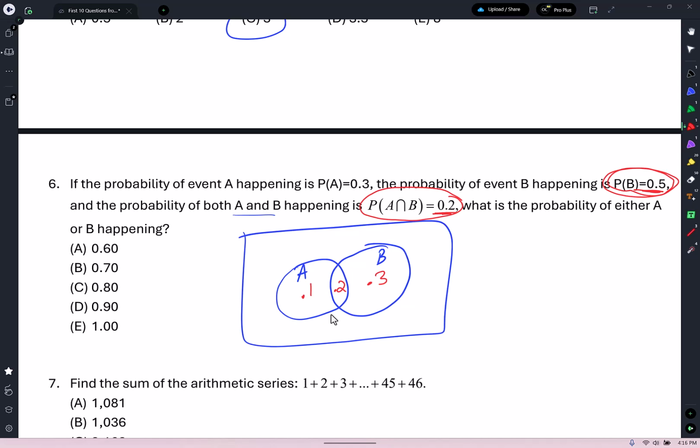Okay, now the whole thing adds up to 1. Well, it better be because 1 is for 100%. 0.3, 0.4, 0.5, 0.6. So on the outside, put 0.4 in case they ask what's the probability of not A or B, or A and B. A or B. Let's just answer this question. What is the probability of either A or B happening?